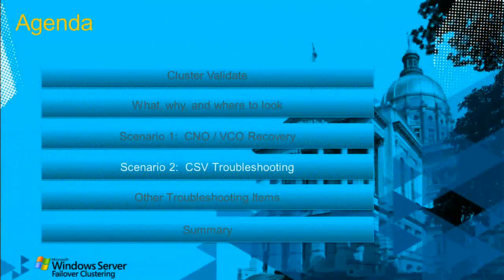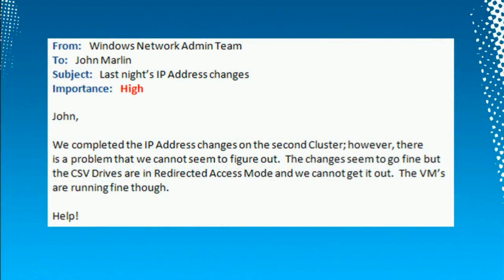Okay? Okay, so now let's go into the CSV troubleshooting. Got a couple of things here. So, this is my 1 a.m. call. They were doing some IP address changes. I'm on iSCSI, so that's why it's affected me. They did some IP address changes, reset up the iSCSI targets and so forth. They had a problem they can't figure out. The changes went fine. CSV drives are in redirected access mode, but the VMs are still running fine.